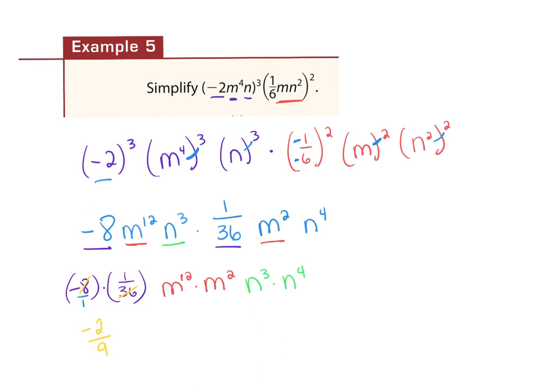9. Here, I have like bases. What's my property tell me to do with those exponents? Yeah, I add. So that's going to be 14. And what about the n? 7th. And that is my final answer. When you have one coefficient, one of each variable, you're done.